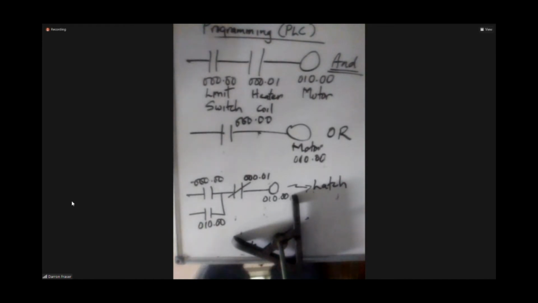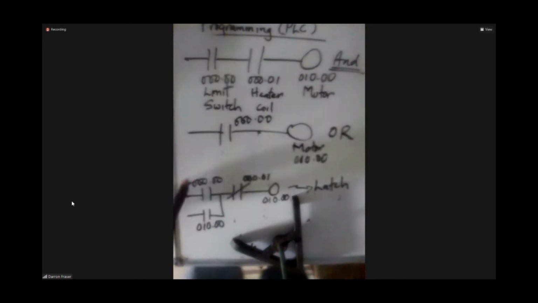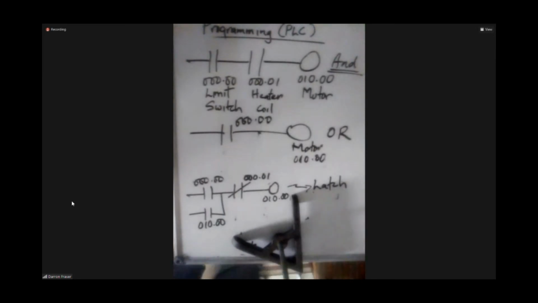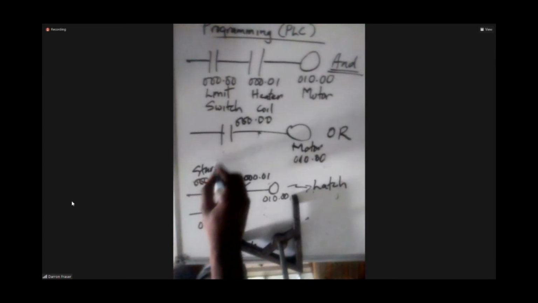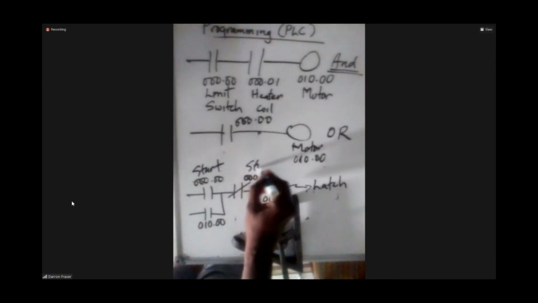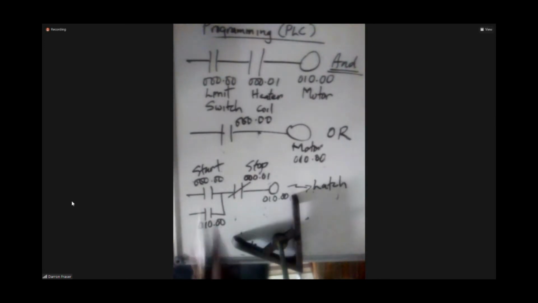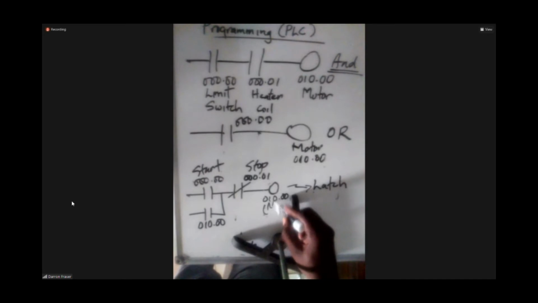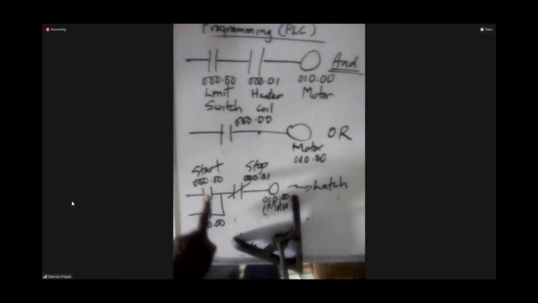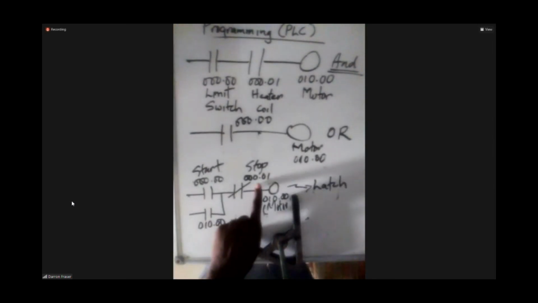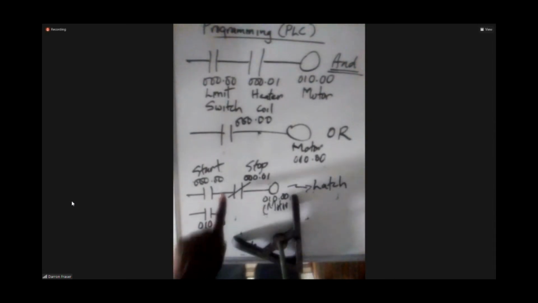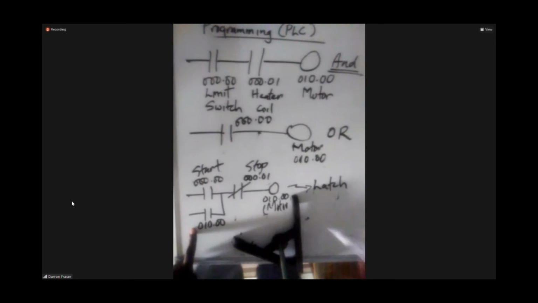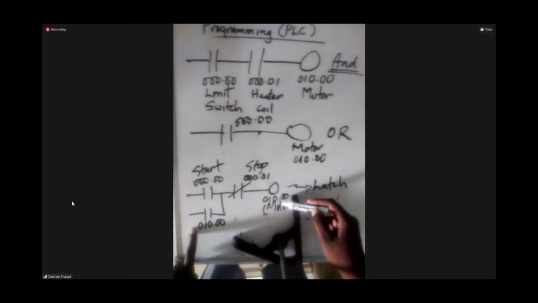All right, so now, here's what this is. Normally, you have a start switch here, and a stop switch here. So this is the motor. Anything you want to start, you press this. Anything you want to stop, you press this. Now you notice that the OR connection has the same address as the motor. So what is this for?